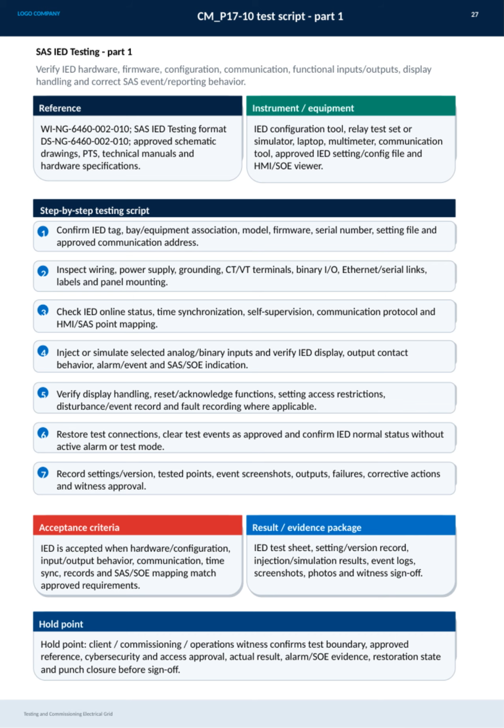First, we make sure that the IED's identification details like tag, bay association, model, firmware version, and communication addresses are all correct and match the approved documentation. Then we inspect the wiring, power supplies, grounding, terminal connections, as well as communication links and panel mounting for physical correctness. Next, the device's operational status is checked, including its online connectivity, time synchronization, self-supervision features, and mapping between the HMI and SAS points. This step ensures the IED is properly integrated and communicating as intended.